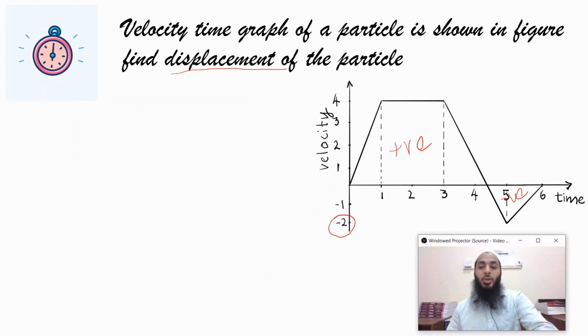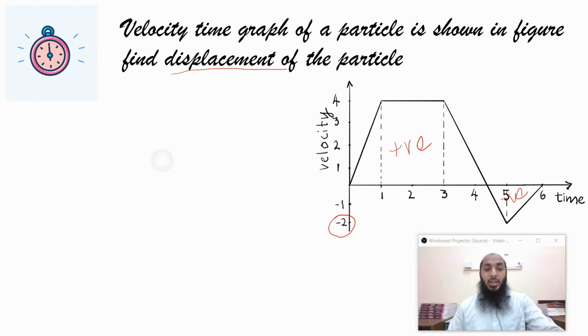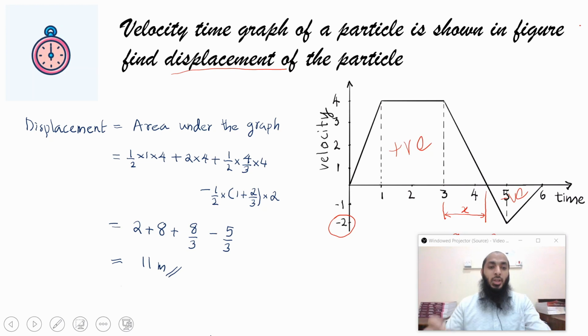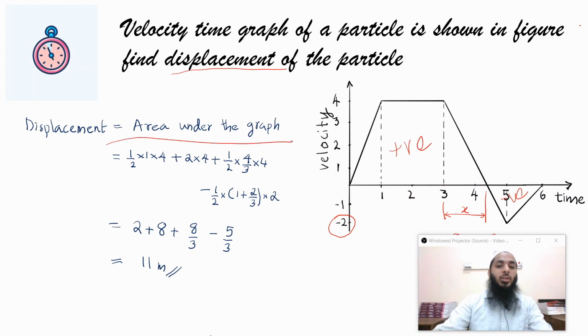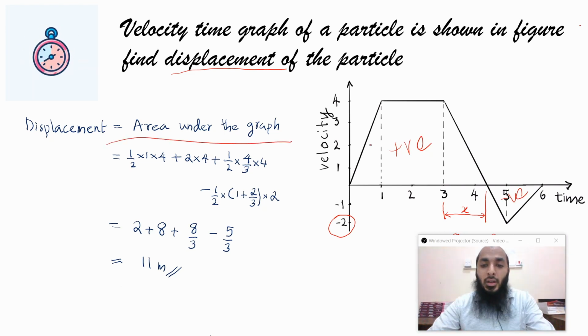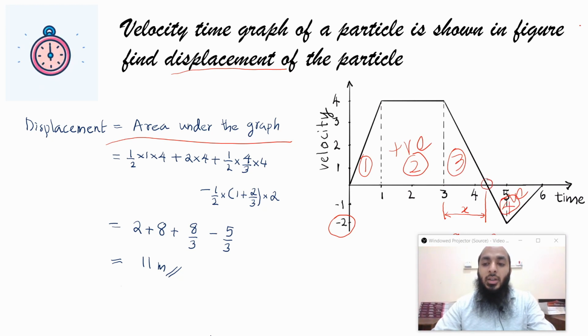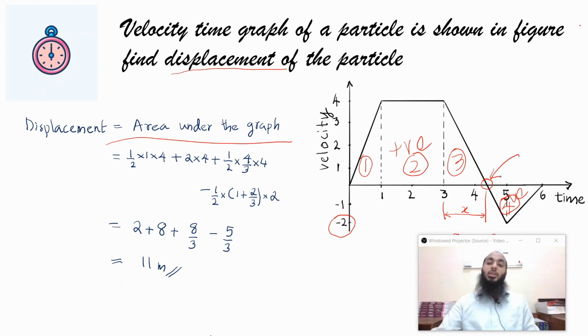I'll keep my video here. Now I've already written the answers so that we don't have to waste time. So you see, displacement is equal to area under the graph, and the area is the area of these triangles and the rectangle. This is number 1, number 2, number 3, and number 4. But the problem is, for finding number 4, the time at which the velocity becomes 0 is not known.